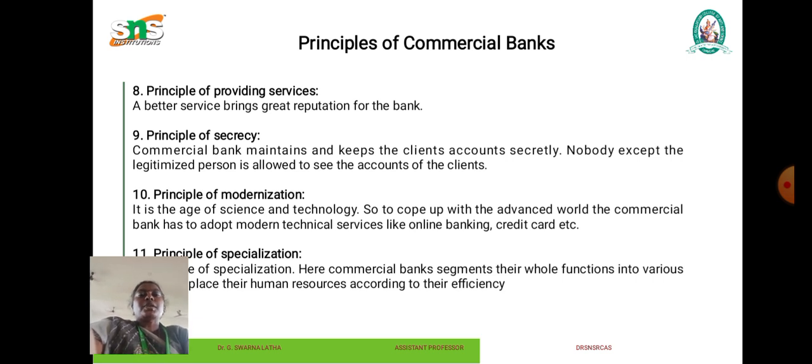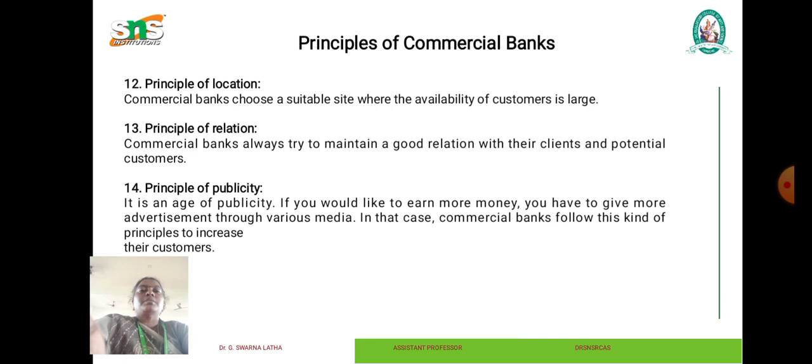The next one is principle of providing services. A better service brings great reputation for the bank. Principle of secrecy. Commercial banks maintain and keep the client's accounts secretly. Nobody except the legitimate person is allowed to see the accounts of the clients. The next one is principle of modernization. It is an age of science and technology. So to cope up with the advanced world, commercial banks have to adopt modern technical services like online banking, credit card, etc. Principle of specialization. These commercial banks segment their whole functions into various divisions and place their human resources according to their efficiency.